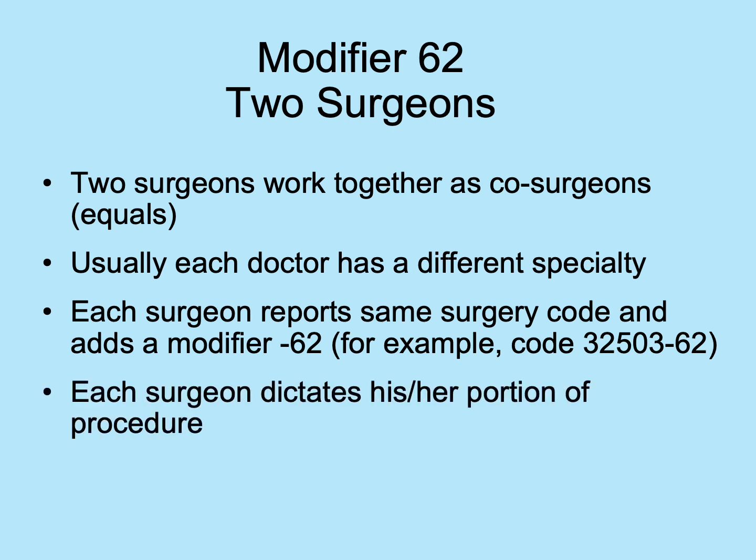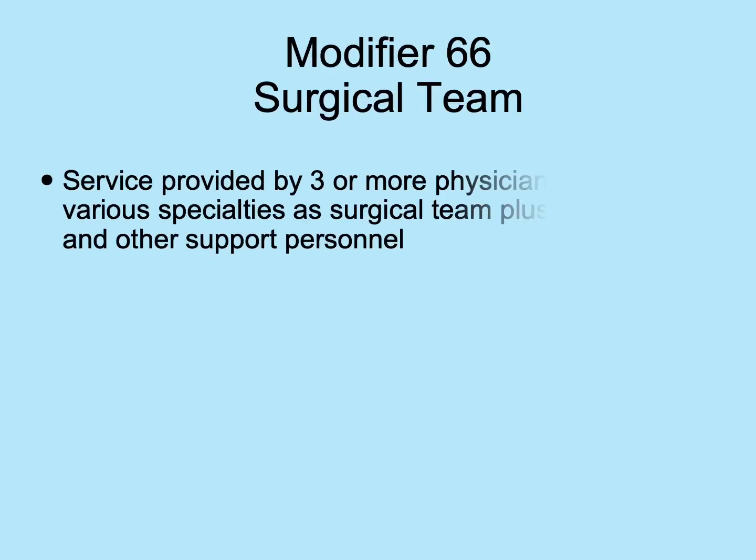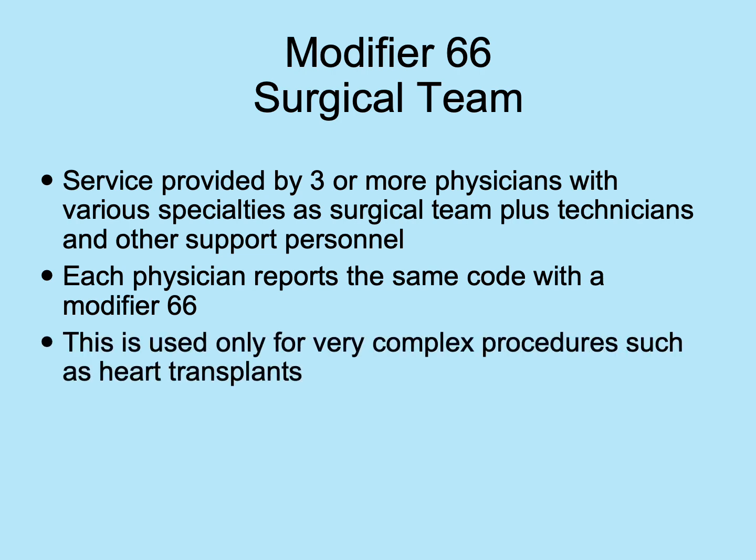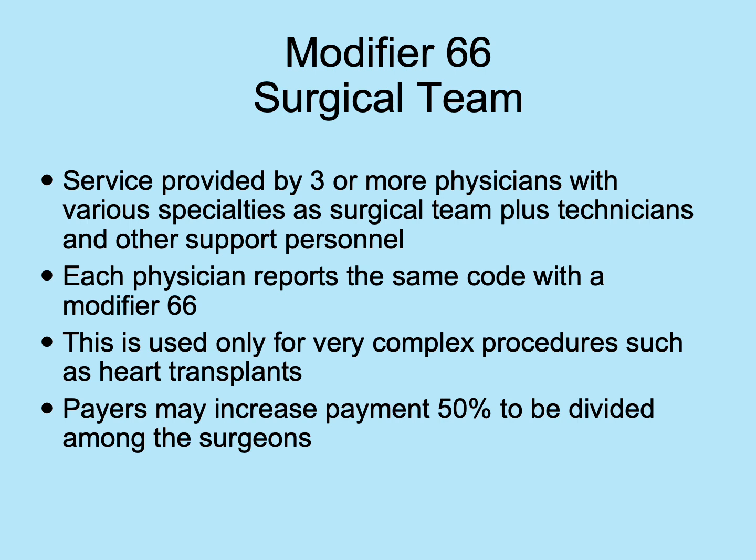And each surgeon will dictate his or her portion of the procedure. Modifier 66 is a surgical team that has 3 or more physicians with various specialties, and you've got technicians and other support personnel also involved. Each physician reports the same code with the modifier 66. This is usual for complex procedures such as heart transplant. You've got a lot of different physicians involved in that. It's very complicated. Payers may increase the payment 50% divided among the 3 or more physicians involved.